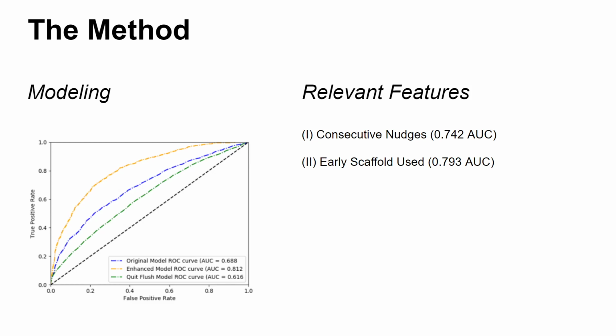The rest of the features that we developed, when held out from the enhanced model, had a negligible effect on the model's performance. The difference in AUC between the original and enhanced model is driven almost entirely by just two of the features that we developed.